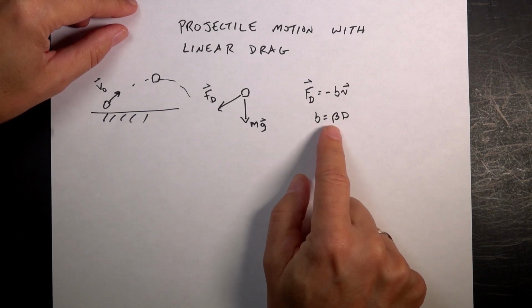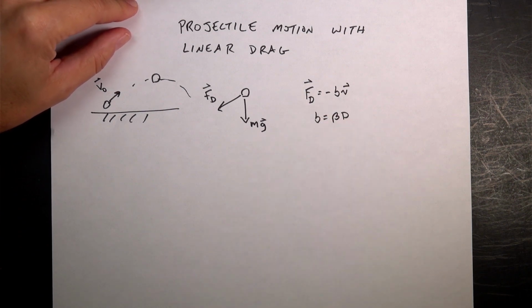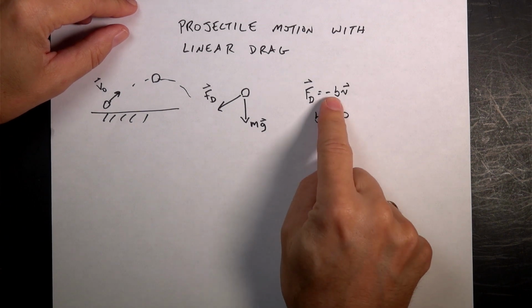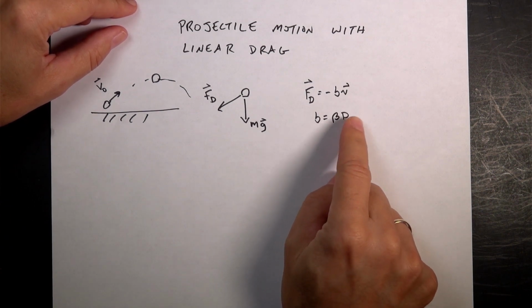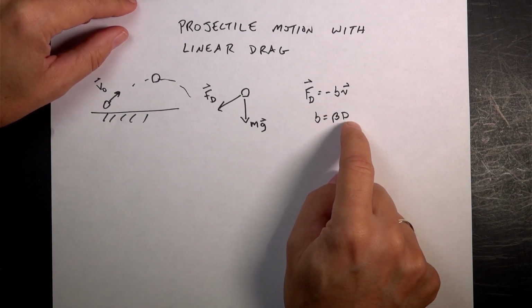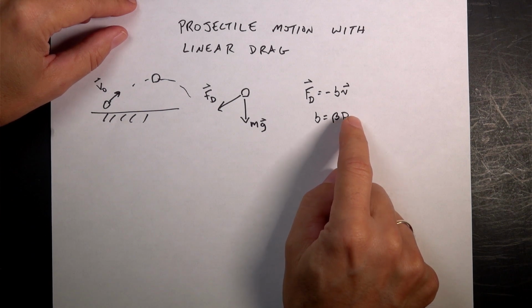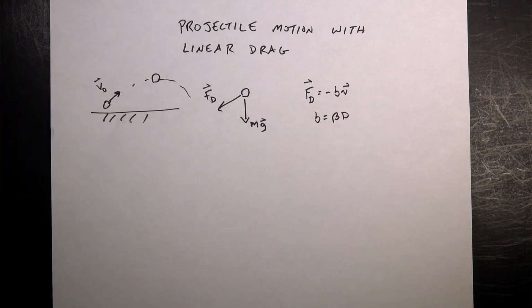And in this case, it's not super important right now, but this b parameter should depend on two things. It should depend on the size of the object. If it's a sphere, let's say it's a tiny sphere, d is the diameter, and beta is a property of the shape and the material. So if it's like air and a sphere, okay, then you know beta.